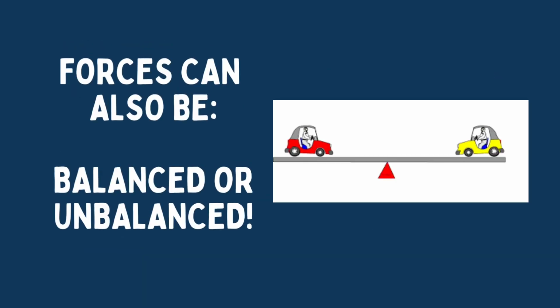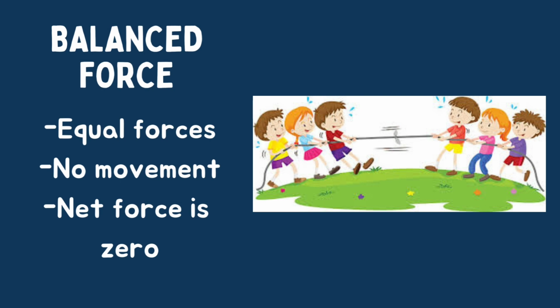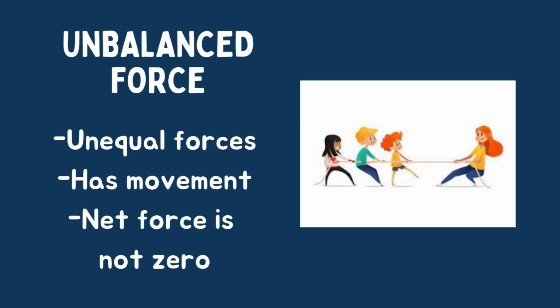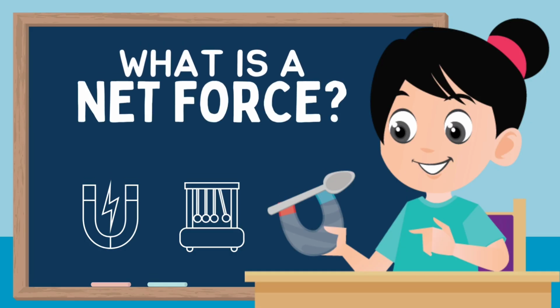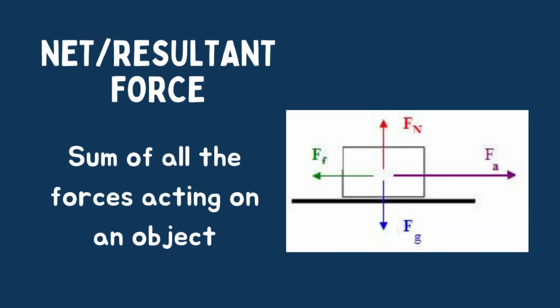Forces can also be balanced or unbalanced. It is said to be balanced if the forces are equal, there is no movement, and the net force is zero. Unbalanced force is when forces are unequal, has movement, and the net force is not zero. But the question is, what is a net force? A net force, also known as a resultant force, is the sum of all the forces acting on an object.